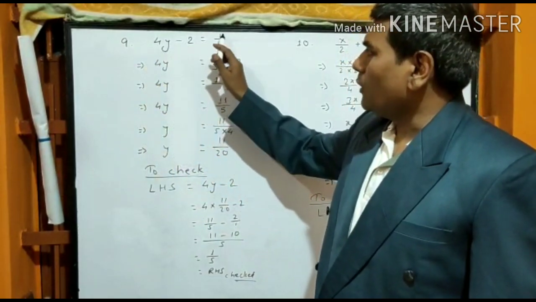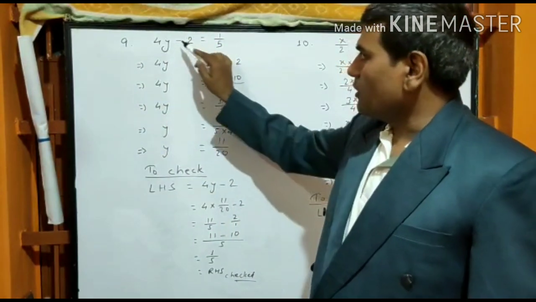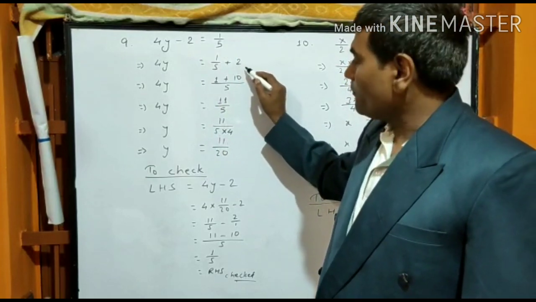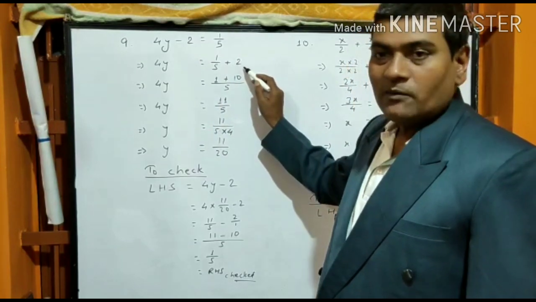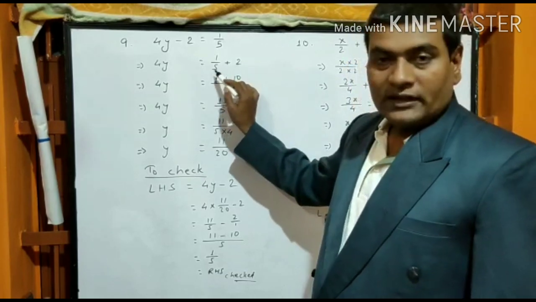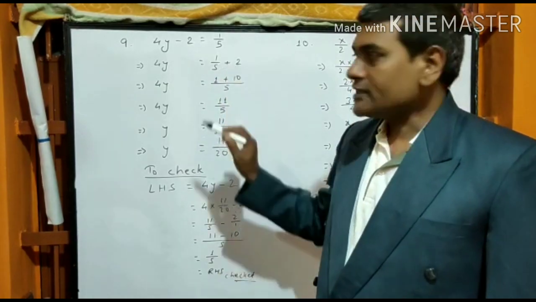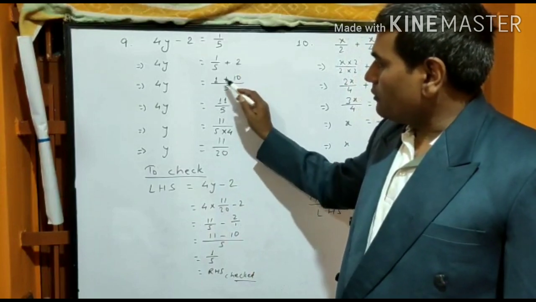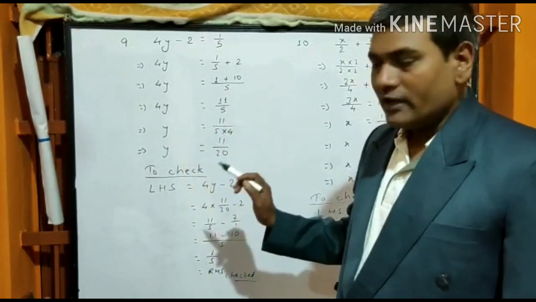Now, question number 9. 4y minus 2 equal 1 by 5. Take this constant to the right side, it will be plus 2. And 2 can be written as 2 by 1. So, 1 by 5 plus 2 by 1. 1 is multiplied by 5, so 2 is also multiplied by 5. 2 5s are 10. That means we are taking LCM here, 5 and 1 is 5. This is 10 by 5. 10 plus 1 is 11, 11 by 5. 4y equal 11 by 5.